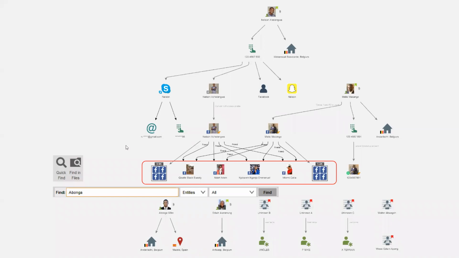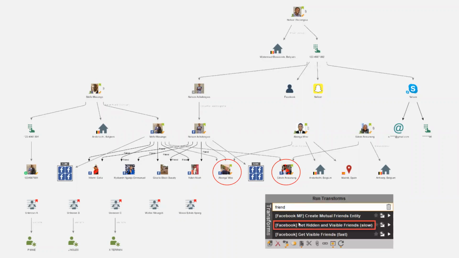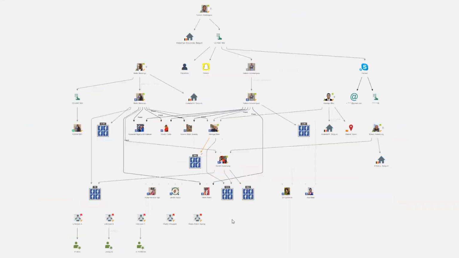Then I repeated the "get hidden and visible friends" transform from Social Links for their friends. Here they are. Here you have Mike and Edwin, and here you see that I repeated the transform. Here we see that result, and then I repeated the manual search function to find Wasi, for example.